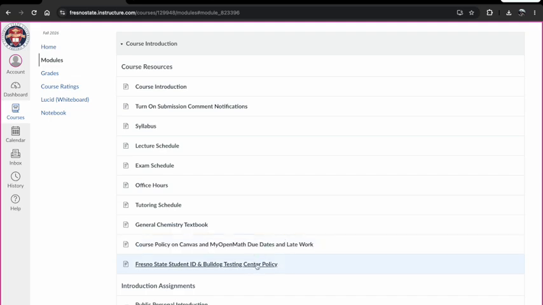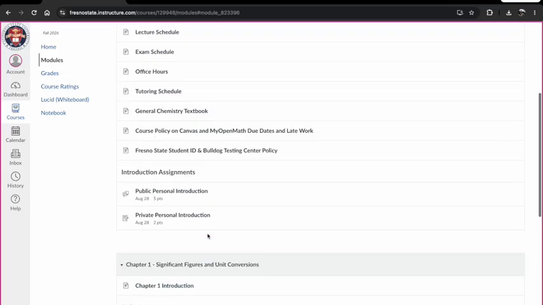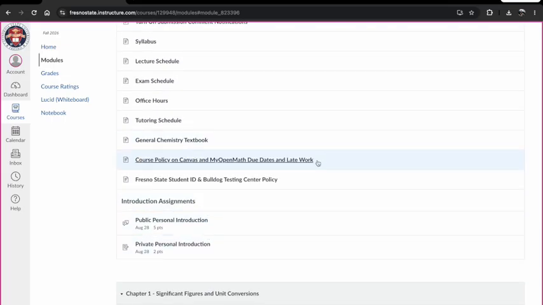All right, two other things that I just added. Number one, our Fresno State Student ID policy for the Bulldog Testing Center, i.e. you have to have a Fresno State Student ID, so get one if you do not already have one. And then lastly, I just wanted to clarify MyOpenMath, our homework system. MyOpenMath is what our assignments are built in. It's sort of how late work works in that system.